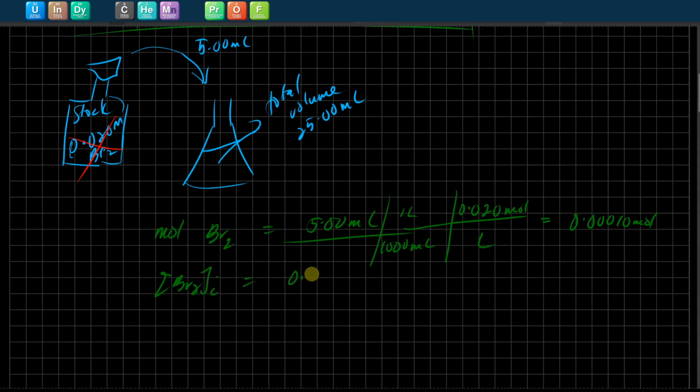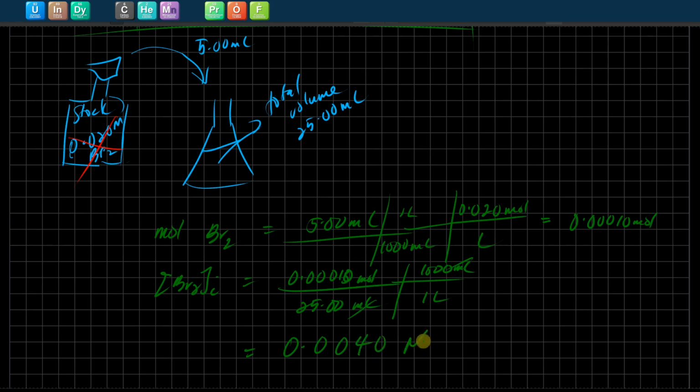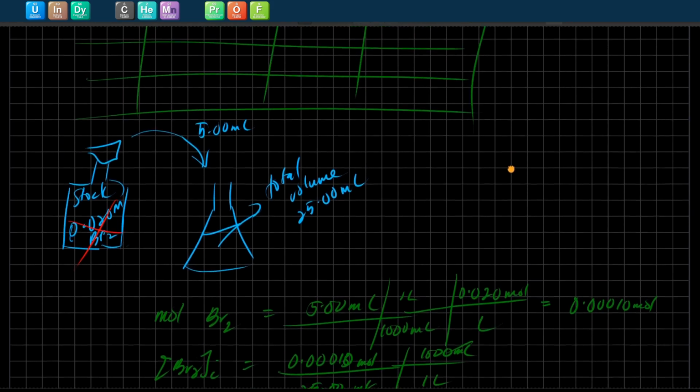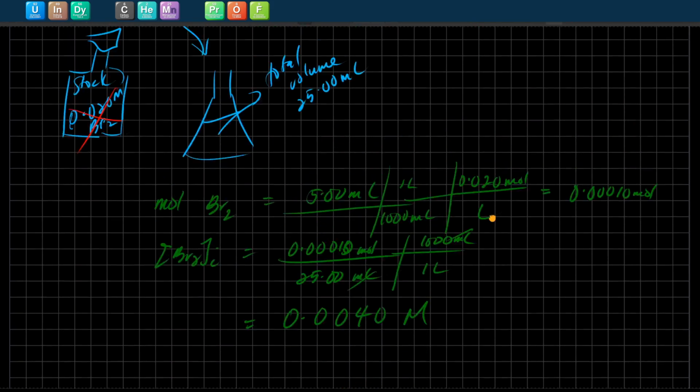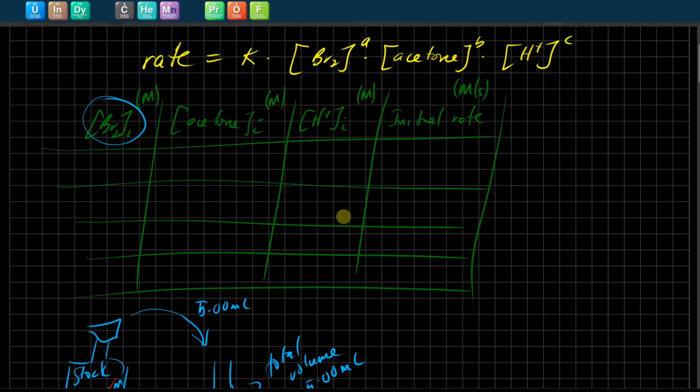And if the total volume is 25 milliliters, our initial concentration of bromine in the reaction will be that same 0.00010 moles over our 25.00 milliliters. But of course, since this is molarity, we need this to be in liters, so let me just do that quick conversion as well. I should get a starting or initial concentration of 0.00040 molar. That is our initial concentration of bromine. And you'll have to repeat this for each of the different reactants for each of the trials that we're going to do. Okay, so that will fill out all of the initial concentrations on this table.